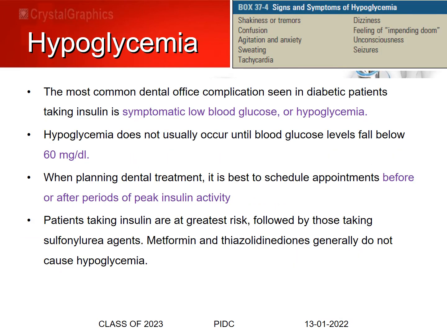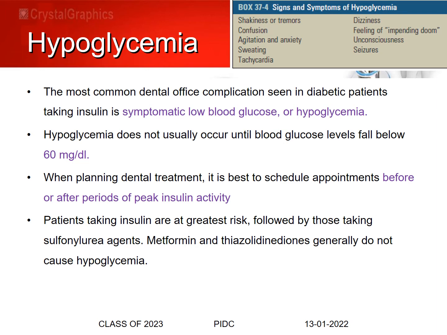Hypoglycemia is a common complication which occurs in diabetic patients taking insulin because of symptomatic low blood glucose level. The signs and symptoms include shakiness, tremors, confusion, agitation, sweating, tachycardia, dizziness, feeling of impending doom, unconsciousness, and seizures. Generally, hypoglycemia does not usually occur until the blood glucose level falls below 60 milligrams per dL. When planning dental treatments, it's best to schedule the appointments before or after the peaks of insulin activity. Patients taking insulin are at higher risk, followed by those taking sulfonylurea agents.